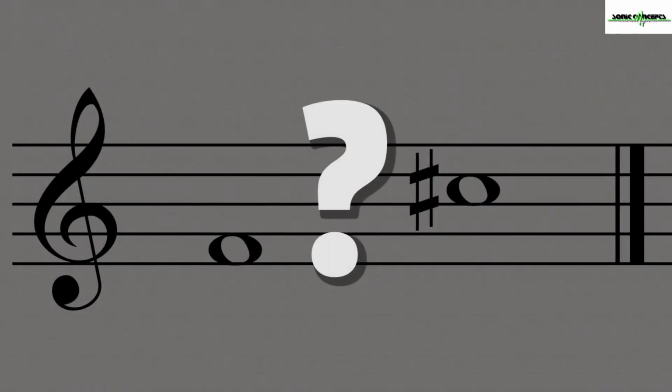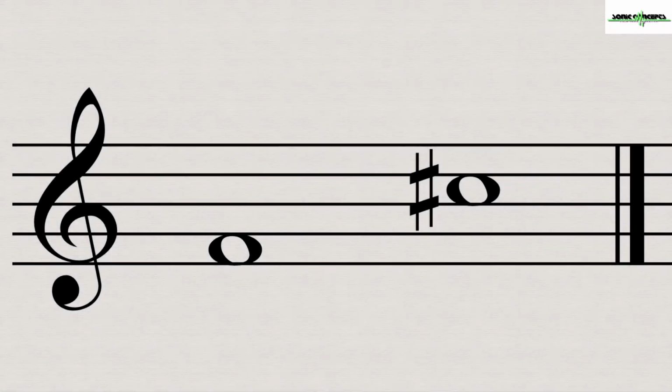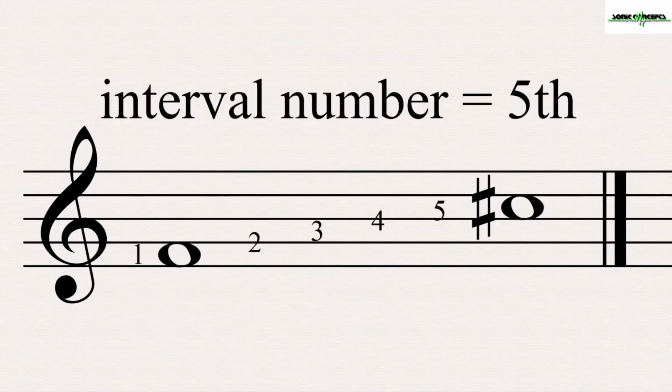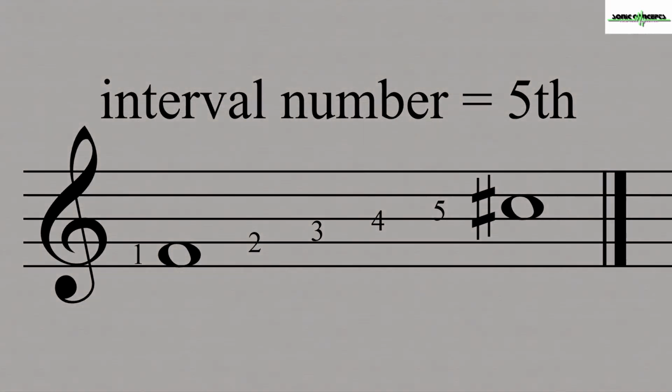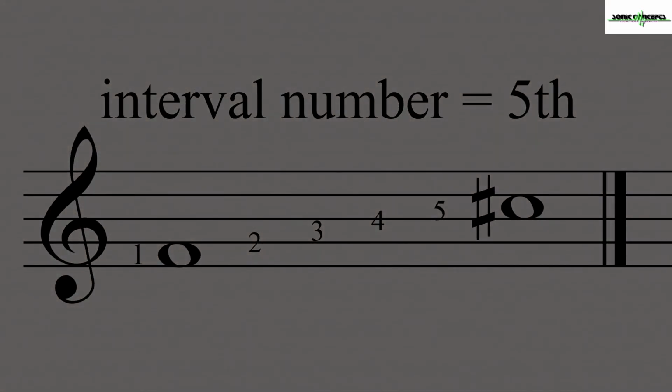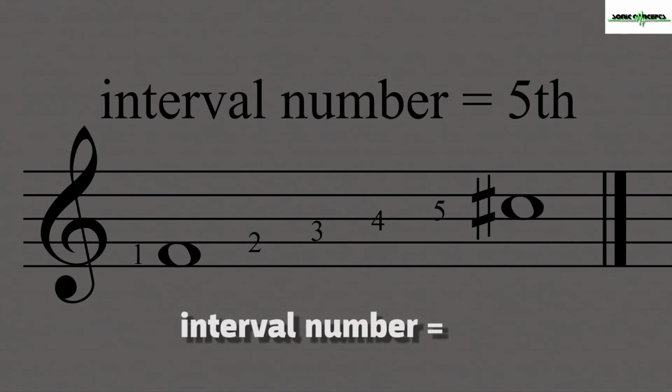What if it's not an exact match? Take a look at this example. First, we count the consecutive lines and spaces from the low note to the high note, including the low note as the first number counted to determine the interval number. So starting from the F on the space, 1, 2, 3, 4, 5. Counting lines and spaces in this example has yielded the number 5, and so the interval number is a fifth.